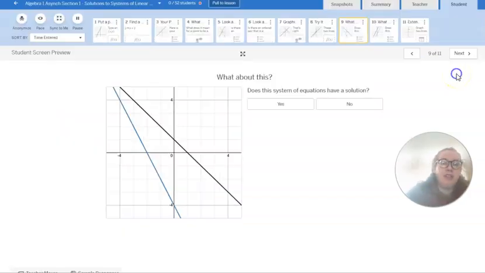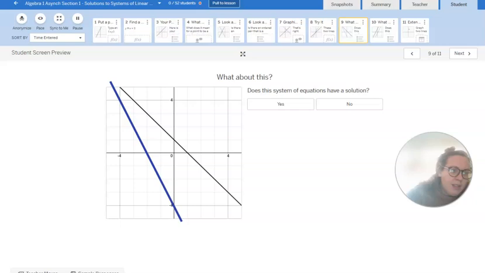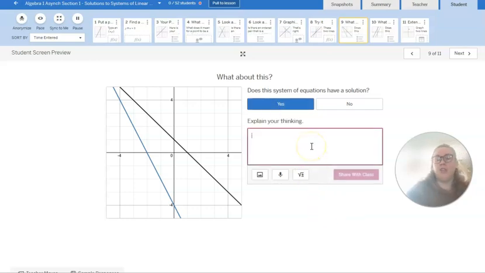Does this system of equations have a solution? Now, we don't see the intersection point, but I do want to show you something. If I draw a line and keep extending this line, because that's the thing about lines, these lines go on forever. We're only seeing a small part of the graph. Here's our second line. They will eventually intersect. It is just going to be off of the graph. So even though we don't see it, if we can tell that they're going towards each other and they're going to cross at some point, then yes, they have a solution.